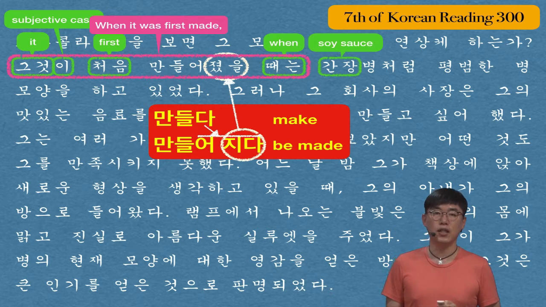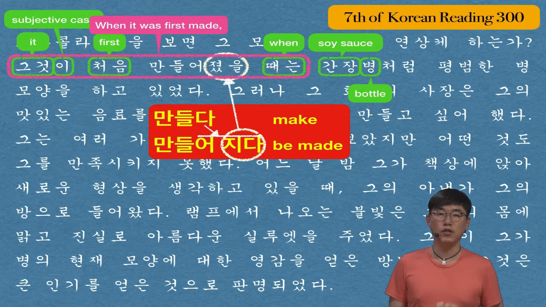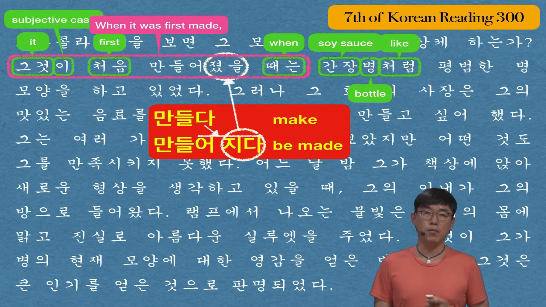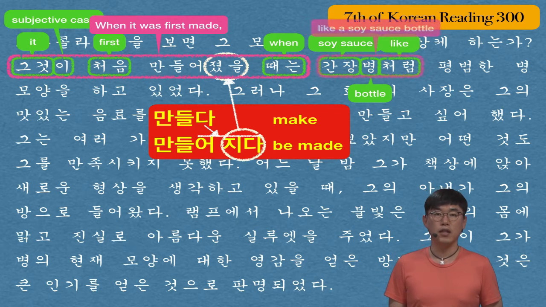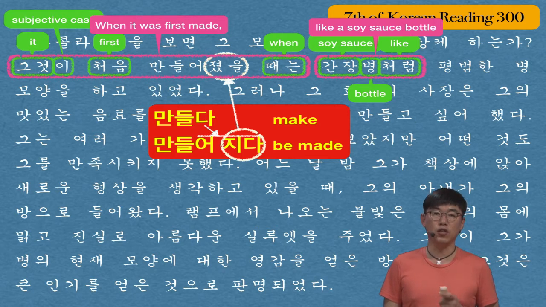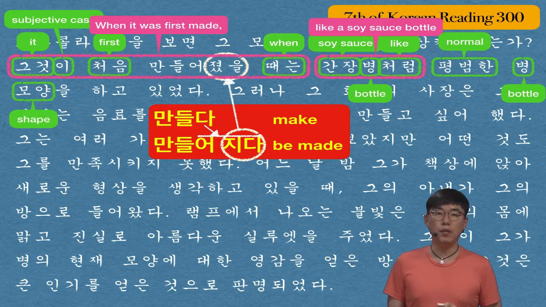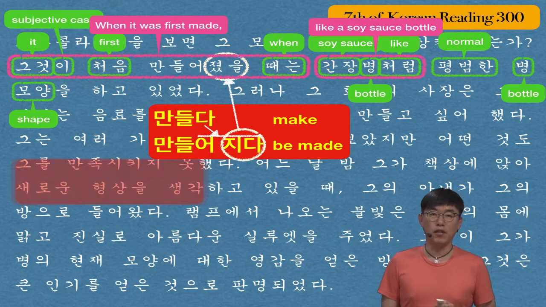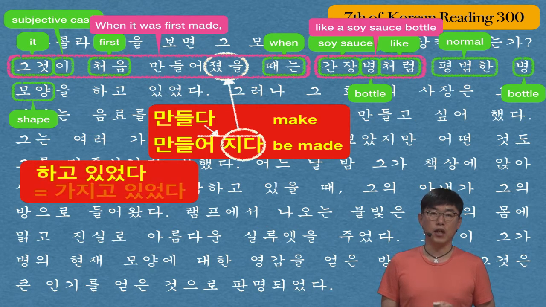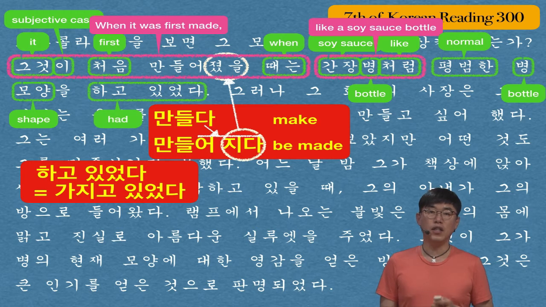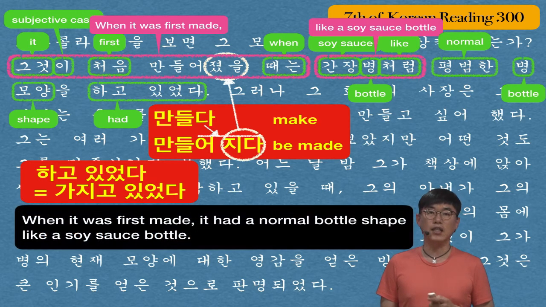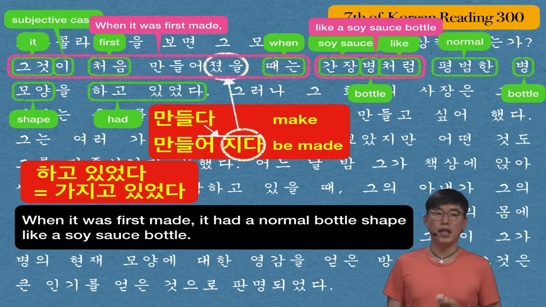간장 is soy sauce. So 간장병 is a soy sauce bottle, right? And 처럼 is a kind of a postposition which means like something. So 간장병처럼 is like a soy sauce bottle. 평범한 is normal. So 평범한 병 모양 is a normal bottle shape, right? And 하고 있었다 is the same as 가지고 있었다, which means had. So 그것이 처음 만들어졌을 때는 간장병처럼 평범한 병 모양을 하고 있었다. When it was first made, it had a normal bottle shape like a soy sauce bottle.